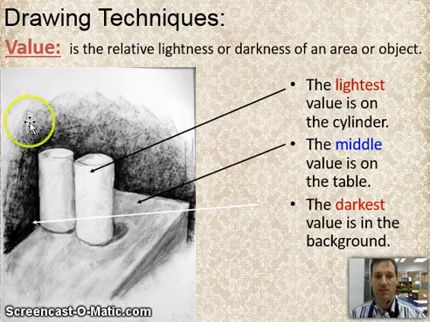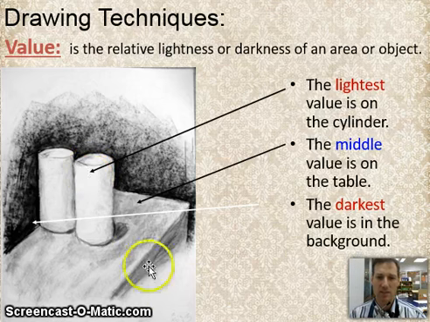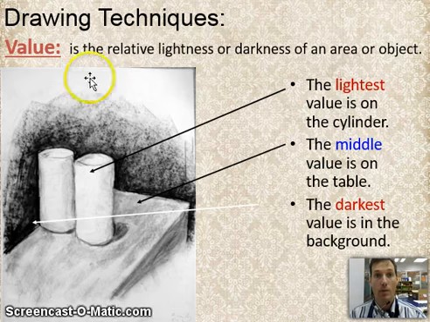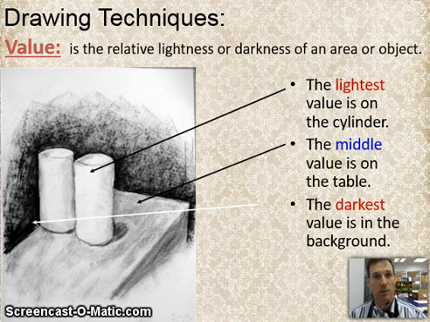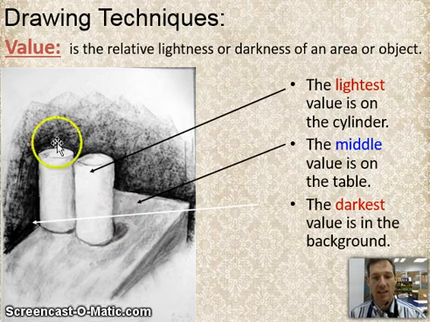So if we look at this simple drawing of these two cylinders over here, you'll see that the lightest value is maybe on the top of this cylinder, maybe down here in the corner where the artist has left the area blank, or maybe even up here where the artist has left the top of the paper blank. Those lightest values are going to contribute to maybe about 50% of the drawing in this case, and you want to have a nice balance of your values.